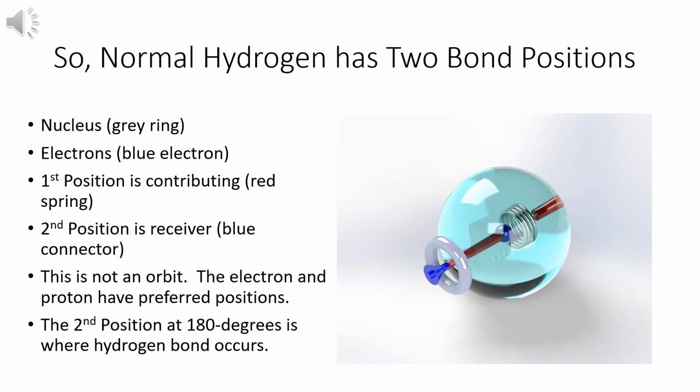The graphic here is from Arno's Scrunched Cube 3D Engineering Tools for SolidWorks, a program to create both engineering and animation. This is not an orbit. The electron and proton have preferred positions. The second position at 180 degrees is where the hydrogen bond occurs.